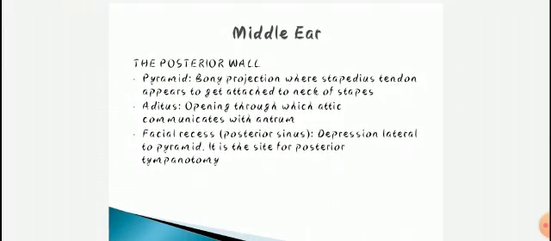The posterior wall has many structures like the pyramid, from where the stapedius tendon arises and is attached to the neck of the stapes. Aditus is the opening from the antrum to the attic, and the facial recess is a depression lateral to the pyramid, and it is also a site for posterior tympanotomy.